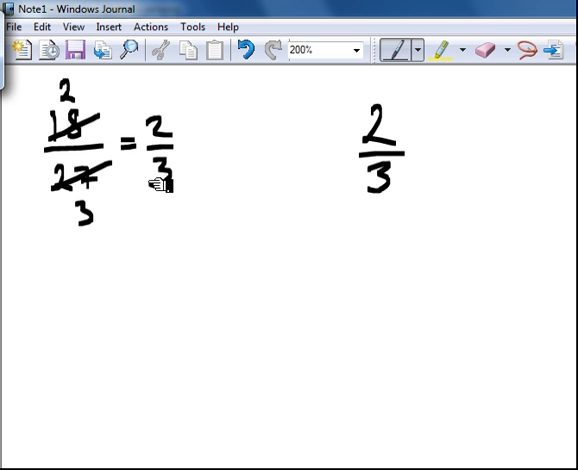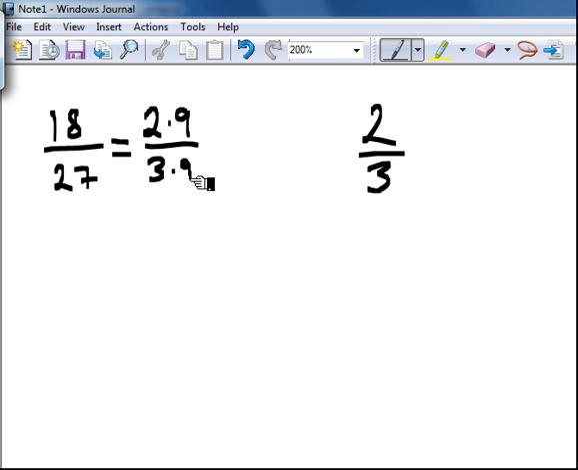But how does it work? We know that 18 over 27 is the same thing as 2 over 3, but how can we get there? Well, we can write it out, and I can explain it to you. 18, you have to write it as a multiplication of 2 factors. So 18 is the same thing as 2 times 9, and 27 is the same thing as 3 times 9.